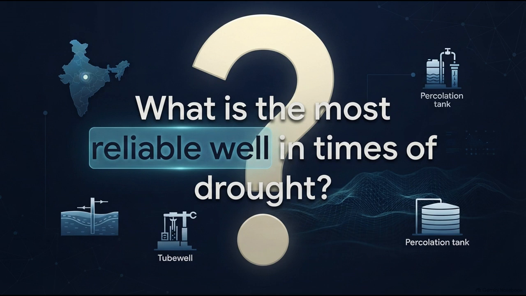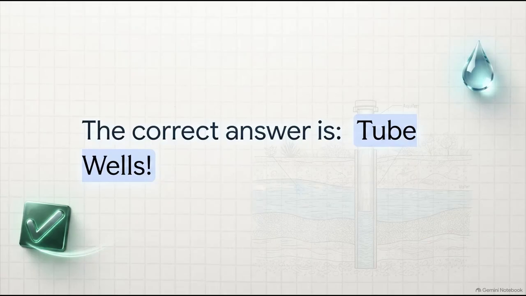Name the most reliable type of well in India in times of drought. Think back a few minutes to our breakdown of modern versus primitive methods. Any guesses? If you guessed tube wells, you hit the nail on the head. Remember, traditional wells just dry up when the surface water table drops during a severe drought. Tube wells tap much, much deeper into the earth, completely bypassing those surface-level drought conditions to pull up life-saving water for the crops.